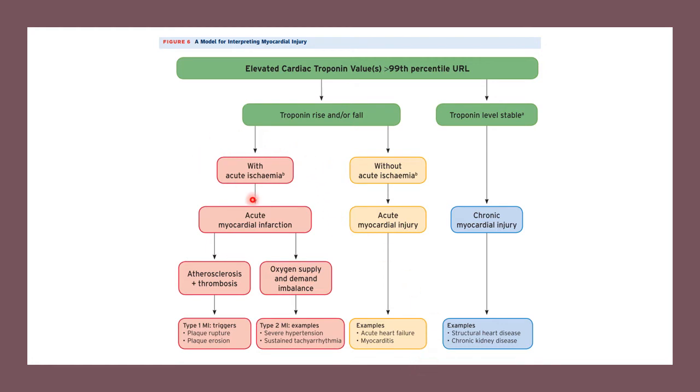With clinical ischemia, that's acute myocardial infarction, and type 1, if there is rupture of an atheromatous plaque and thrombosis within the coronary artery, or an imbalance between oxygen supply and demand. This is type 2, and examples may include severe hypertension or sustained tachyarrhythmia.